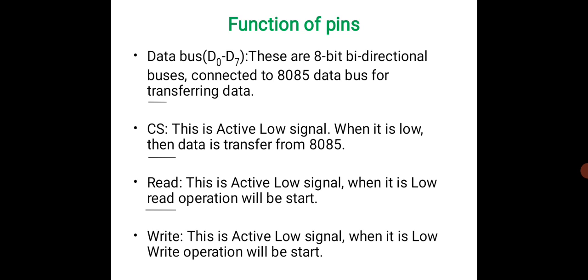So the functions of various pins of 8255 are: we have data bus lines, which are bidirectional. We have 8 lines over here, connected to the data bus for transferring the data, either with an 8085 processor or an 8086 processor. It will be connected like this. Chip select is an active low signal, and whenever it is low, there will be a data transfer. The read signal is an active low signal. When it is low, the read operation will start. Similarly, write is also an active low signal. When it is low, the write operation will start.